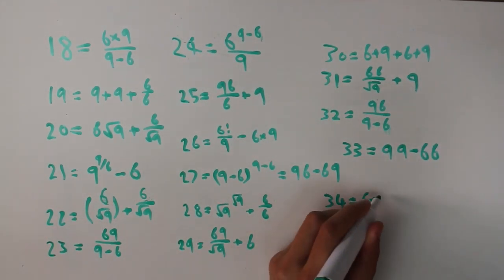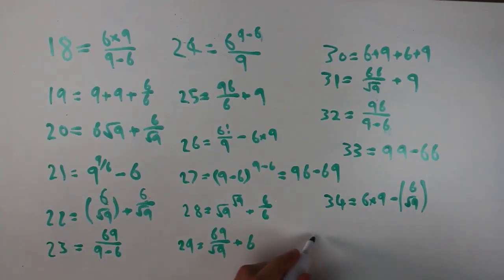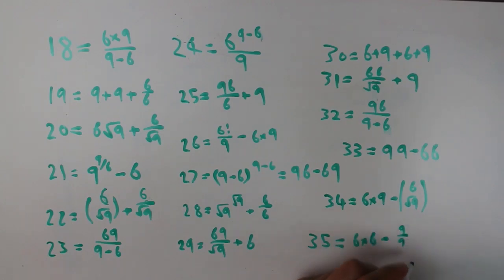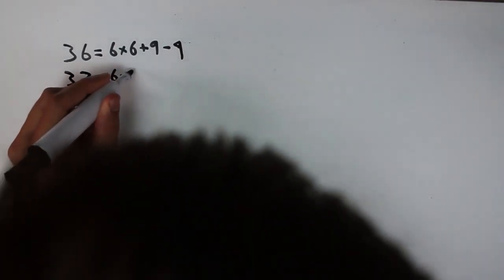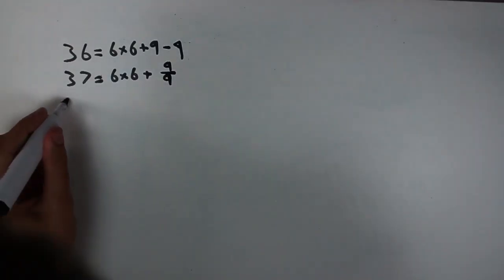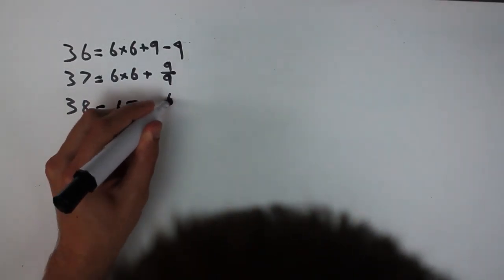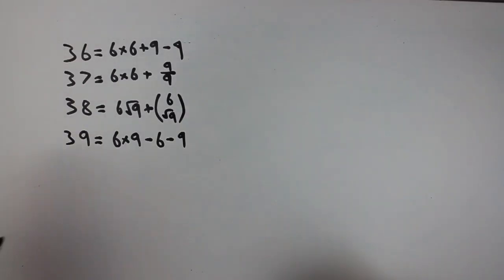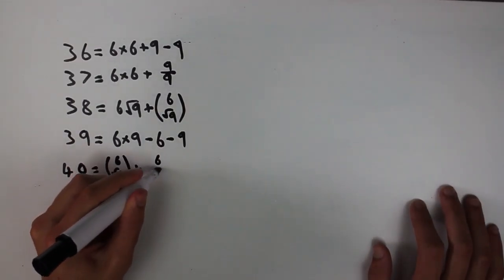34 is 6 times 9 minus 6 choose root 9. 35 is 6 times 6 minus 9 over 9. 36 is 6 times 6 plus 9 minus 9. 37 is 6 times 6 plus 9 over 9. 38 is 6 root 9 plus 6 choose root 9. 39 is 6 times 9 minus 6 minus 9. 40 is 6 choose root 9 plus 6 choose root 9.